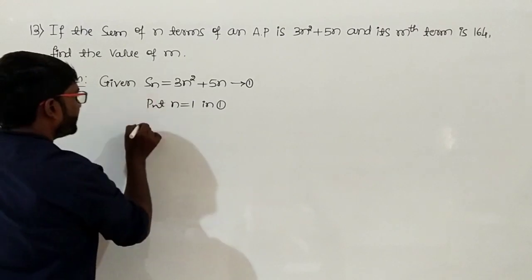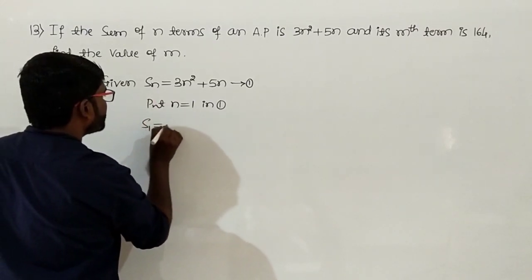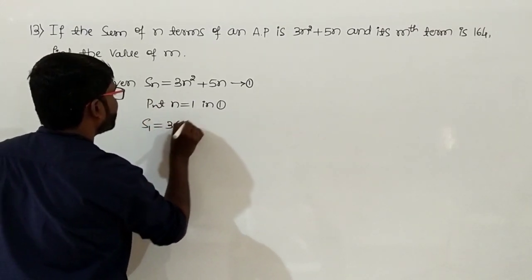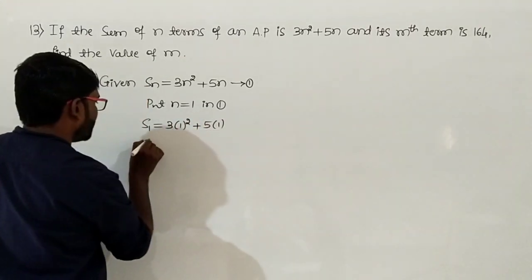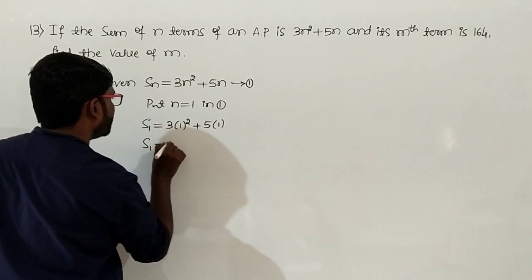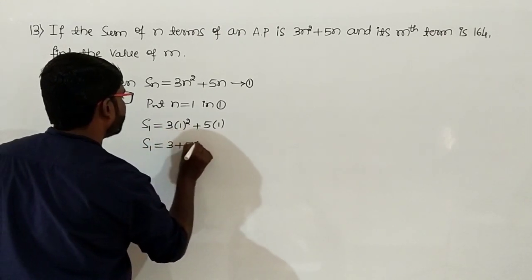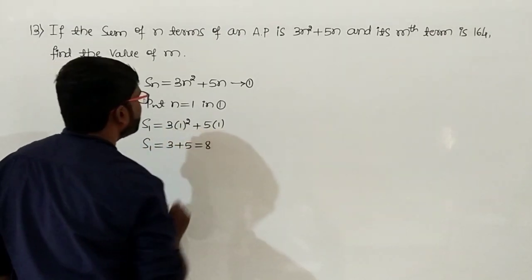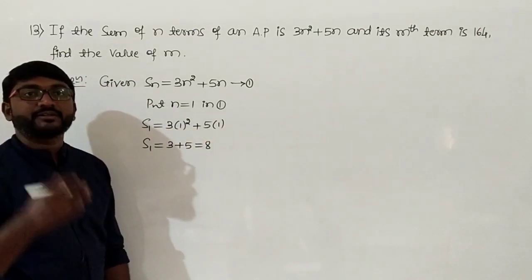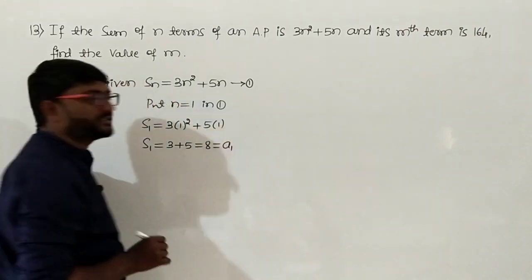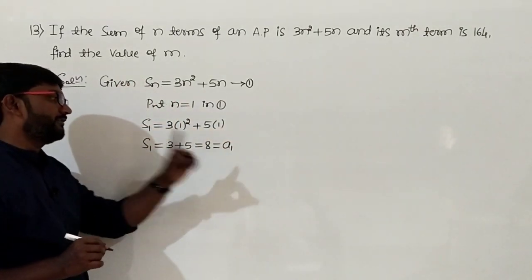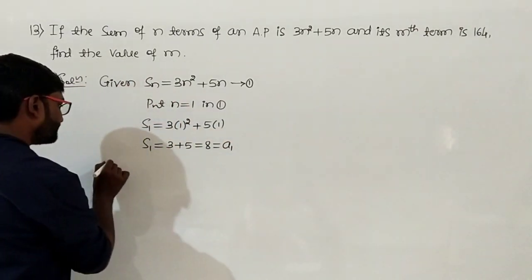And then we get S1 which is equals to 3 into 1 square plus 5 into 1. So now S1 which is equals to 3 plus 5 which is equals to 8. S1 is nothing but sum of first term. So S1 is also written as A1. S1 equal to A1.